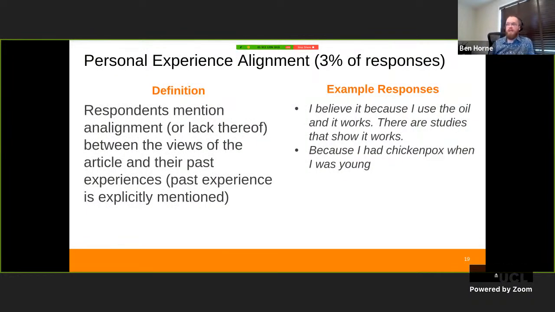The second one that we found, which did not happen very often, but it was actually pretty interesting, is personal experience alignment. So this is when the respondents mention explicitly that they experienced something, and that is influencing their views on believing or not believing the article. So for example, one of the articles was talking about using essential oils instead of vaccines. And this person said, I believe it because I use the oils and it works. Right? So this is their experience with oils informing their choice in the article. There's also some on vaccination with chickenpox, because I had chickenpox when I was young. Right? So this is basing on their experience. But this is only a small amount, 3% of the responses.